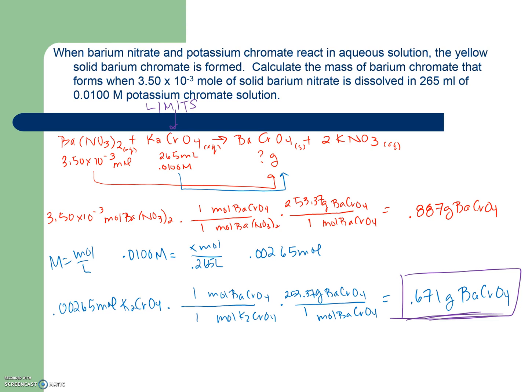If we were just given this information here and not given the information with barium nitrate, we would just simply solve for the moles and then go through and do the stoichiometry. But I wanted to give you the hardest type of problem, a limiting reactant problem, as our sample one, so you could see all the steps that were involved.